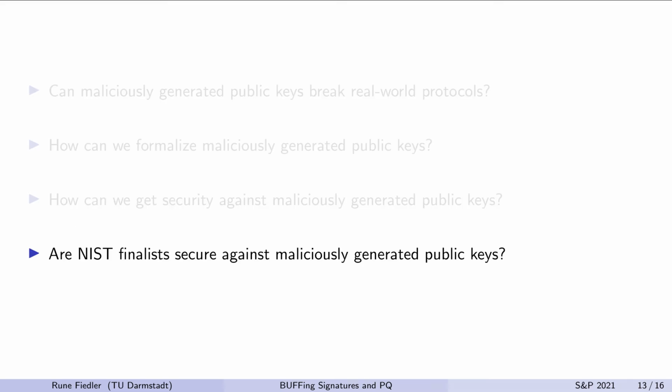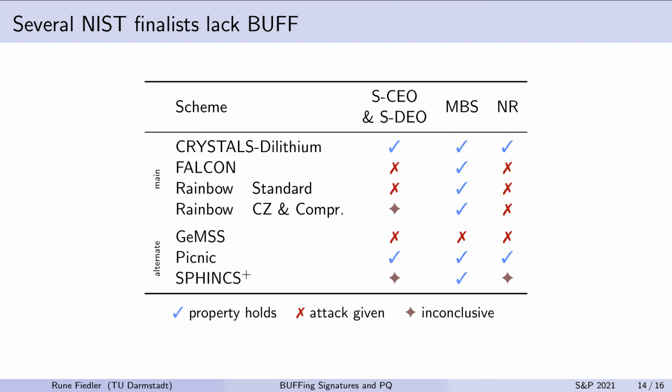So, as we've just seen, it's quite doable to achieve these security notions. And let's dive into the NIST finalists. Do they actually achieve security against maliciously generated public keys? We have analyzed the signature schemes as they were submitted to round 3 of the NIST competition. As you can see in this table, some do, some don't. A tick means that the security property is achieved, so Dilithium and Picnic achieve all the security notions. And an X means that we have found and given an attack, which you can find in the full paper. So Falcon and Rainbow are so-so, while GeMSS has a lot of potential for improvement. As for SPHINCS+, we couldn't give attacks or proofs for exclusive ownership and non-resignability.